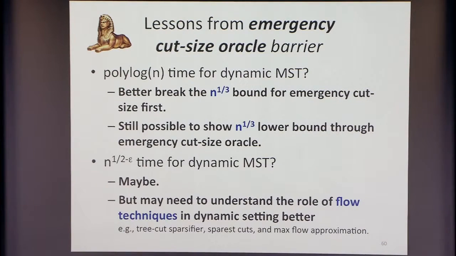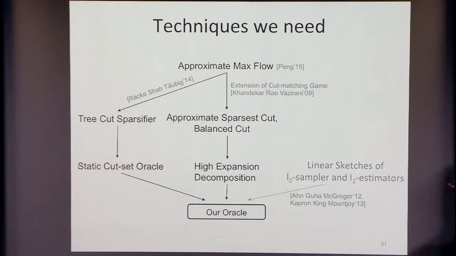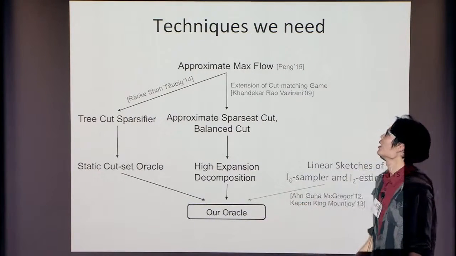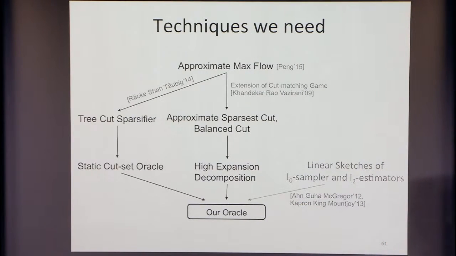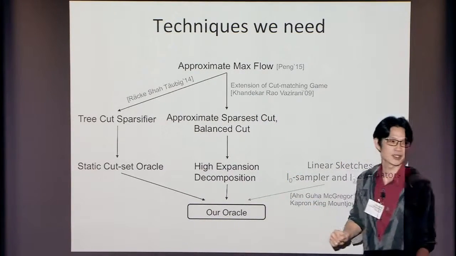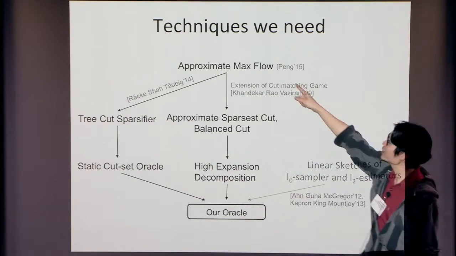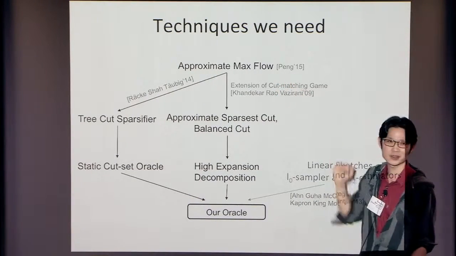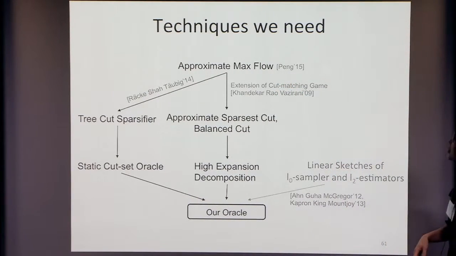And why do I say this? The reason is the way we solve the problem. So now I will show you a little bit of how we approach the problem. So this is our oracle in the end. And to go here, you derive quite a few flow techniques. Up here is the max flow, approximate max flow, which we have seen progress in the last few years.